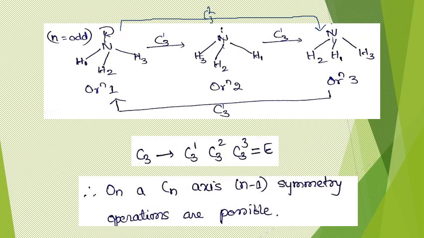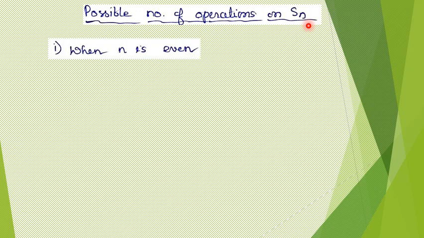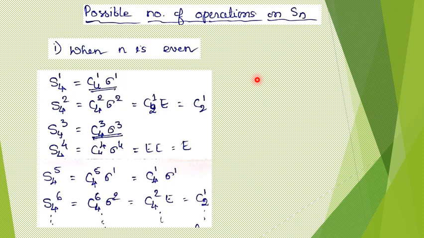Now with this background, let's go to the possible number of operations on an improper axis Sn. In this case we can consider two cases. When n is even, the number of operations will be different, and when n is odd, the number of operations will be different. First let me consider when n is even. Try to understand these things, and to demonstrate this phenomenon, I have taken an S4 axis. n should be even, so an S4 axis has been taken.